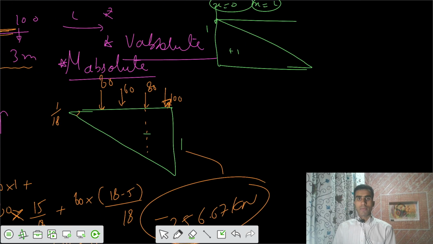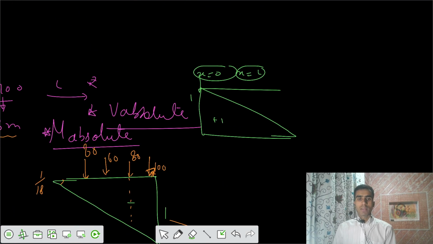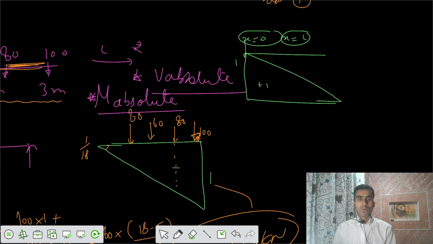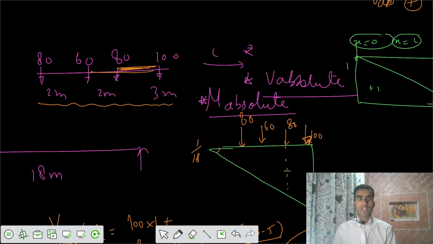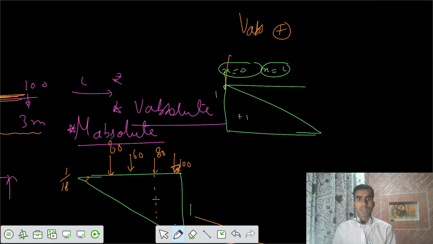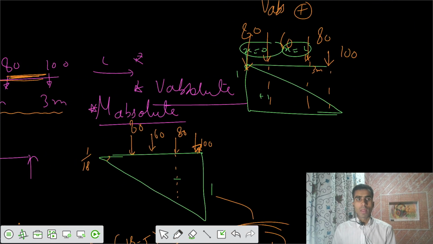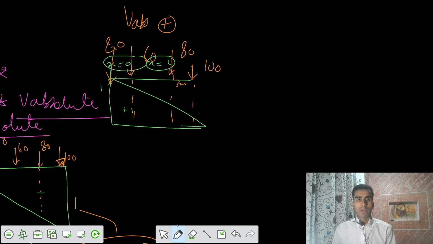Second, if you calculate V positive max, the absolute but positive value, you place the loads in this way. You place 80 first, then after that 60, 80, 100. So accordingly we can have ordinates also. This length is 3 meters, this is 2 meters, and this is 2 meters.